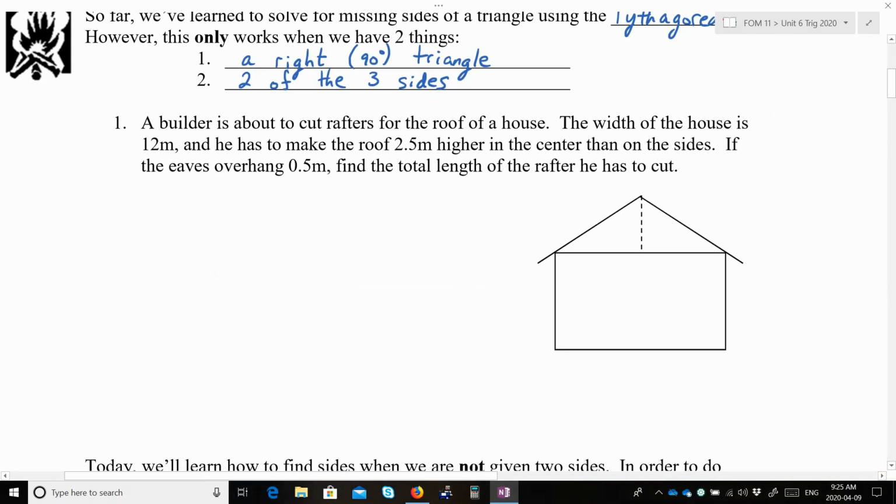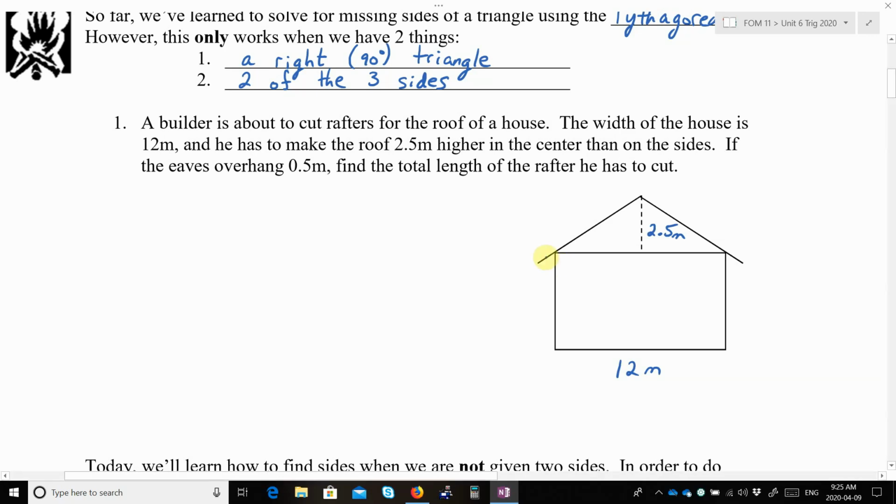So, for example, a builder is about to cut rafters for the roof of a house. The width of the house is 12 meters. That means this, the width of the house. And he has to make the roof 2.5 meters higher in the center than the sides. Okay, so the roof is 2.5 meters higher in the center there than on the sides. If the eaves overhang 0.5 meters, find the total length of the rafter he has to cut.